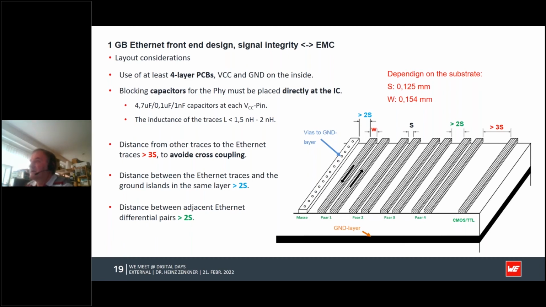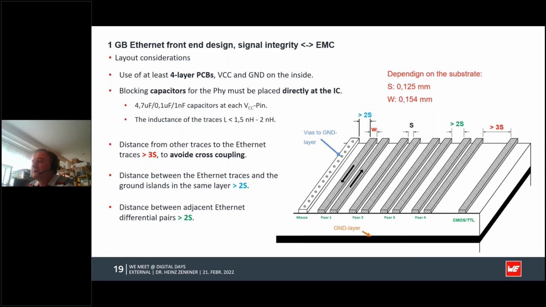But sure, this depends on the dielectric constant and on the layer stacking you have. Normally we start, as I'll show you on the next slides, by putting them as close together as possible, and then adjust the width so that you have the 100 ohm impedance, which is according to the standard. So how does it look in detail?